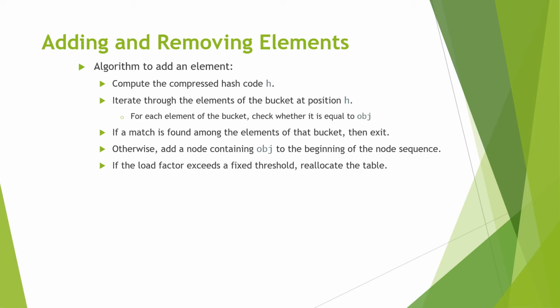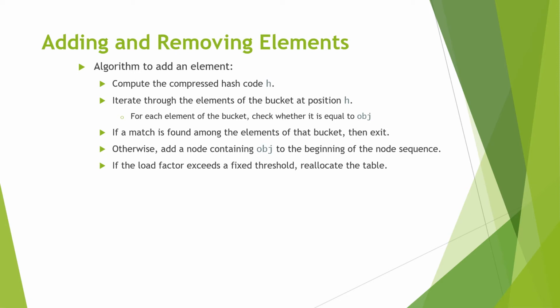And then for each element in the bucket, we should check whether it is equal to the object, because we are creating a hash set. So we don't want one element to be placed in a hash table twice. Basically, we don't like repetitions in a set. Repetition in a set is not allowed. It means that if you want to add an element in a set, you have to first check whether it exists in the set already or not. If it exists, you have to do nothing.